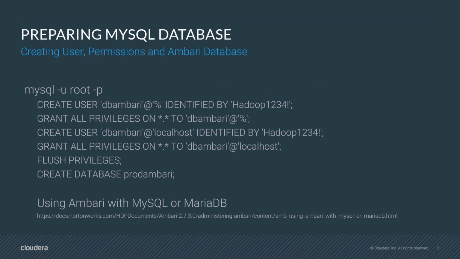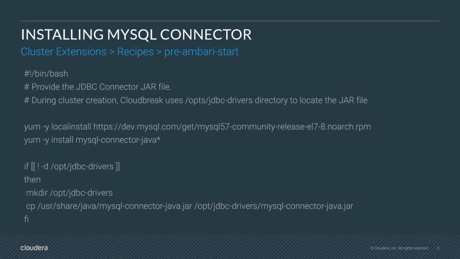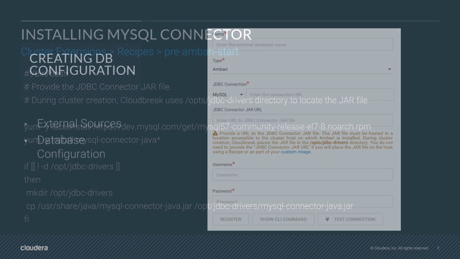Once the MySQL binary is installed, we will be connecting to MySQL to create the user, set permissions to allow the remote connection, and finally, we will be creating the database to use for Ambari Server. With this basic script, we are installing a MySQL connector and making it available in the folder OPT JDBC drivers.